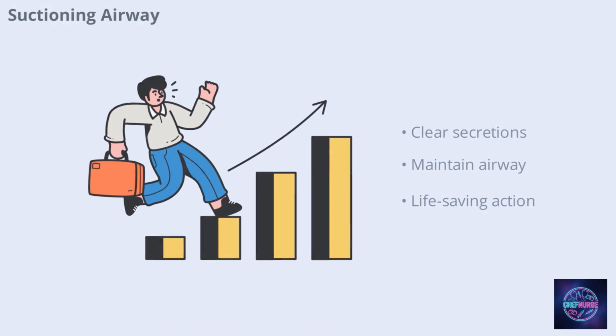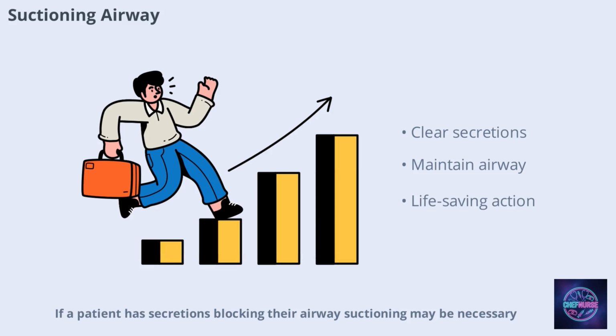If a patient has secretions blocking their airway, suctioning may be necessary. On the NCLEX, if you see signs of gurgling or inability to clear secretions, prioritize suctioning to maintain a patent airway. This intervention can be life-saving and should come before less urgent tasks.